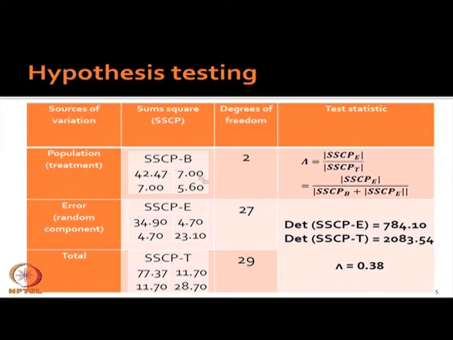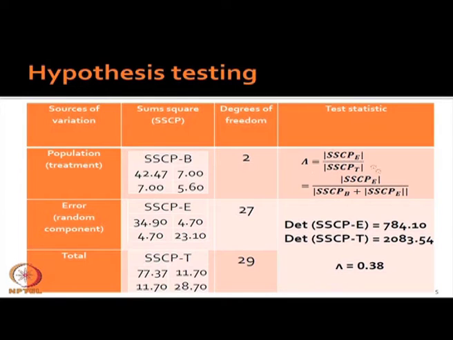So, SSCP B we have already computed, 42.4770 like this. SSCP E is also computed, SSCP total is also computed. Our capital N is 30. So, this degree of freedom, I hope there will be no problem: 29, 27 and 2.